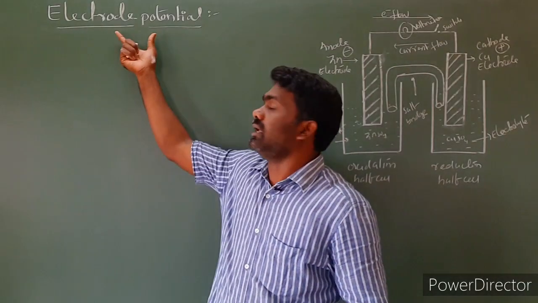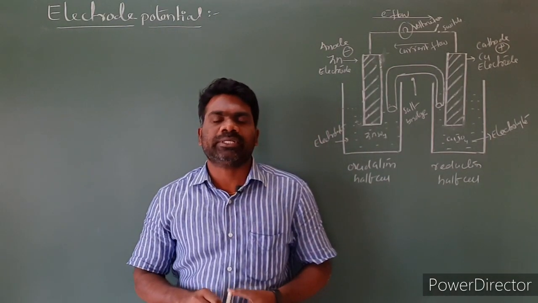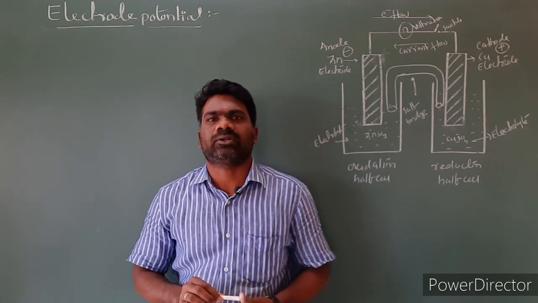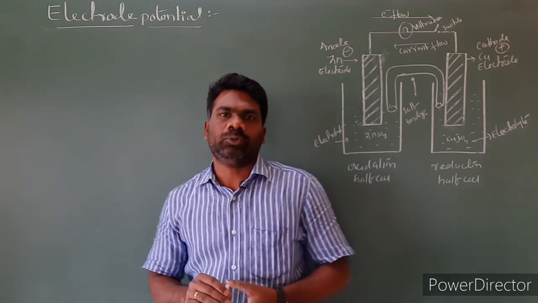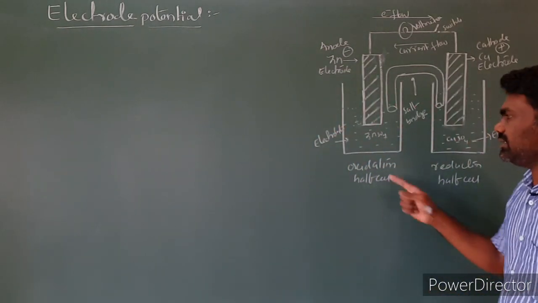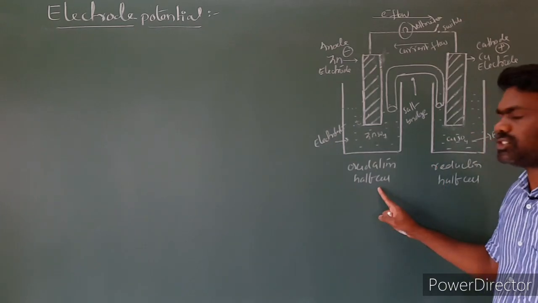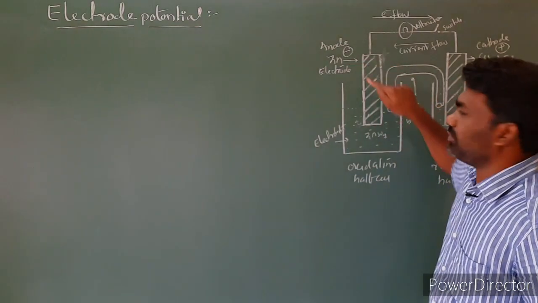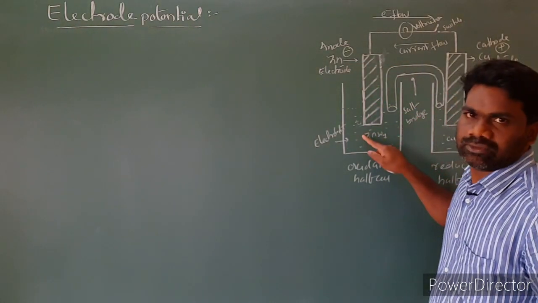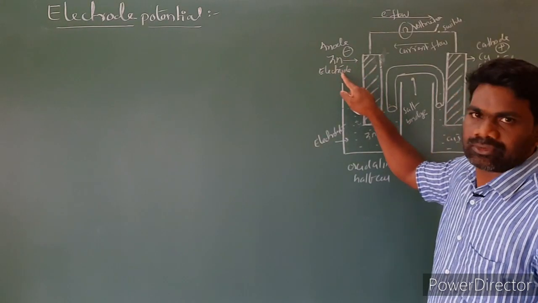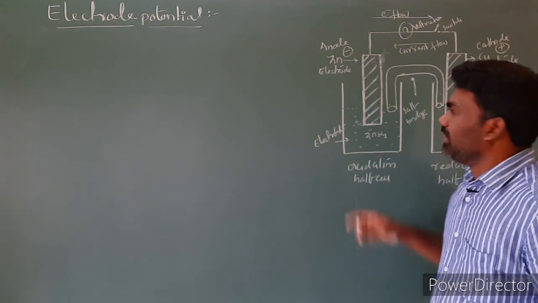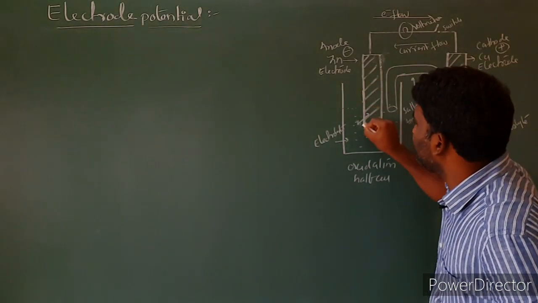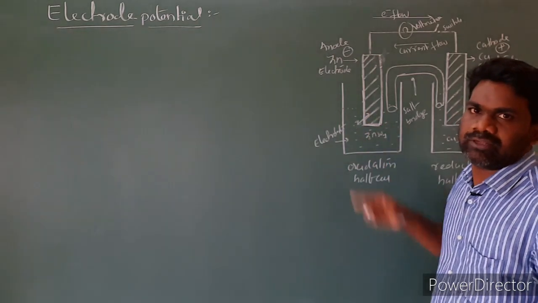Next topic is electrode potentials. The potential difference developed between electrode and electrolyte is called electrode potential. In the Daniell cell, there are two half cells: one is the oxidation half cell and the second is the reduction half cell. In the oxidation half cell, a zinc rod is dipped in zinc sulfate solution. The zinc rod acts as the electrode and zinc sulfate is the electrolyte. Between electrode and electrolyte, a potential difference is developed.